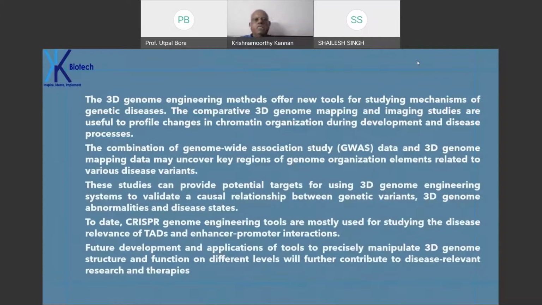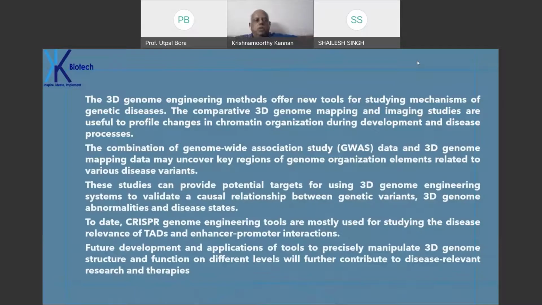3D genome engineering methods offer new tools for studying mechanisms of genetic diseases. Comparative 3D genome mapping and imaging studies are useful to profile changes in chromatin organization during development. And mind you, ultimately, the development should not be affected. It should give a positive solution.